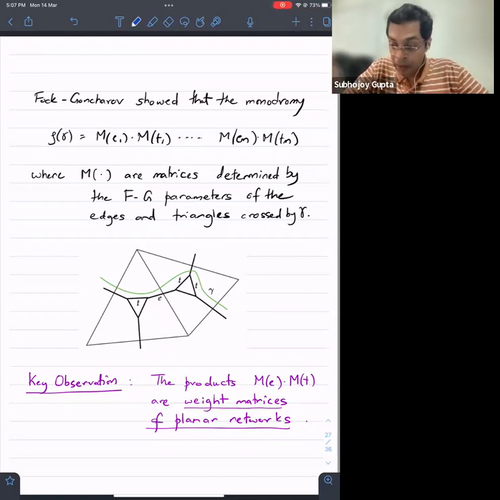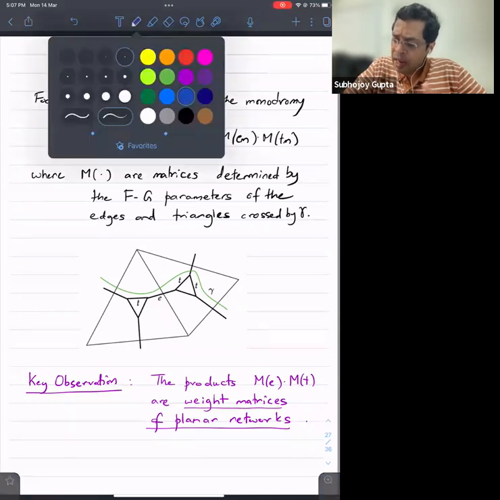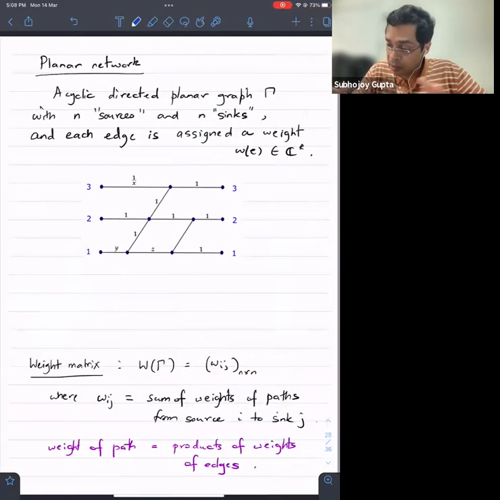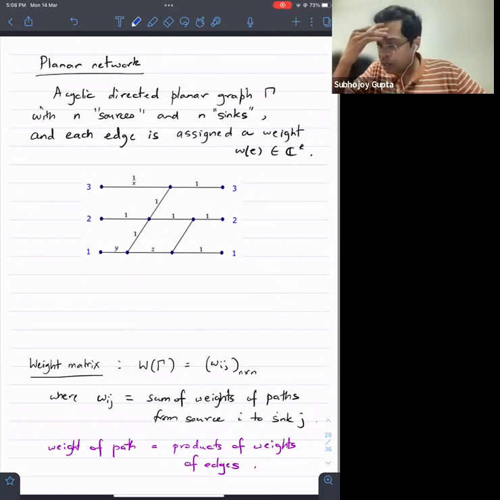This is something that Fock and Goncharov defined, how to get these matrices. And our observation was these products of matrices of an edge matrix and a triangle parameter matrix are actually weight matrices of planar networks. So let me define what they are. That's the last new thing I mention in this talk. So this planar network is some kind of directed graph on the plane with n sources and n sinks.